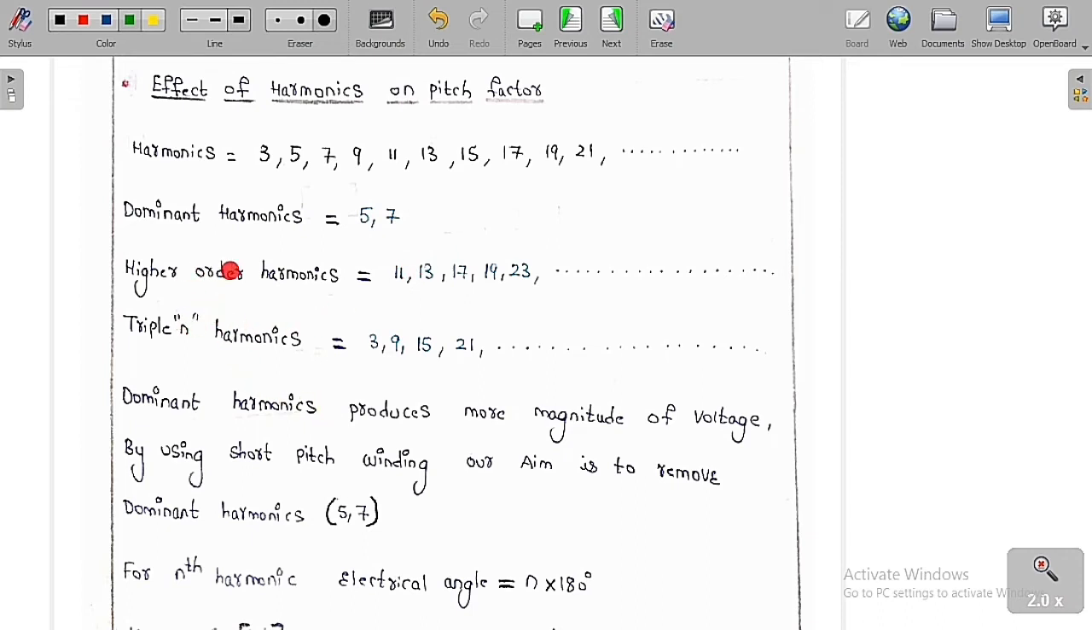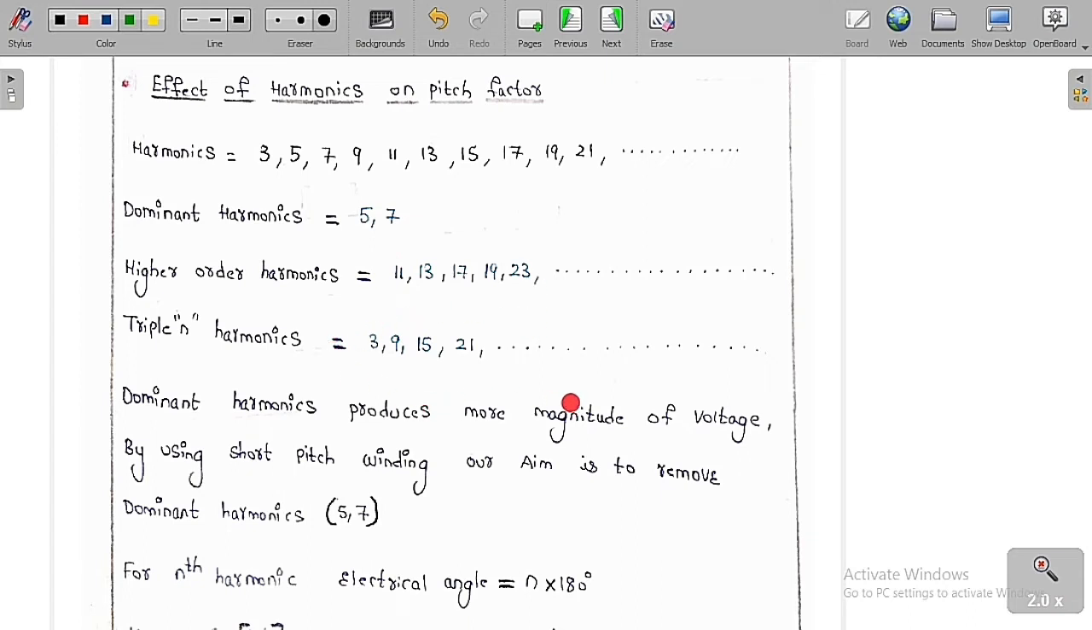The other higher harmonics are 11, 13, 17, 19, 23. And the triple harmonics, I've already told you, means you have to consider only the odd harmonics which are multiples of 3. So 3, 9, 15, 21 are the triple harmonics, which are odd in nature. So the dominant harmonics are the 5th and 7th, the higher order harmonics are 11, 13, 17, 19, and the triple harmonics are 3, 9, 15 and 21. If you remove the triple harmonics and the dominant harmonics, the remaining frequencies are called the higher order harmonics.